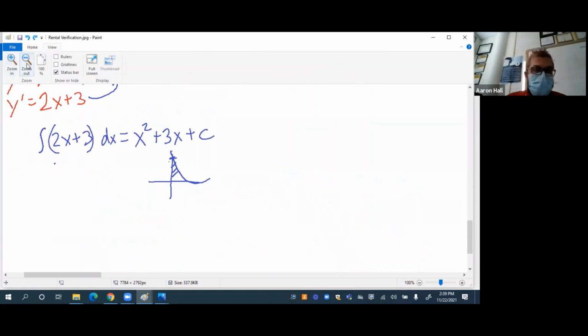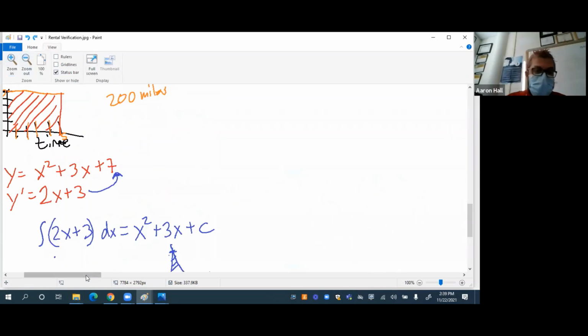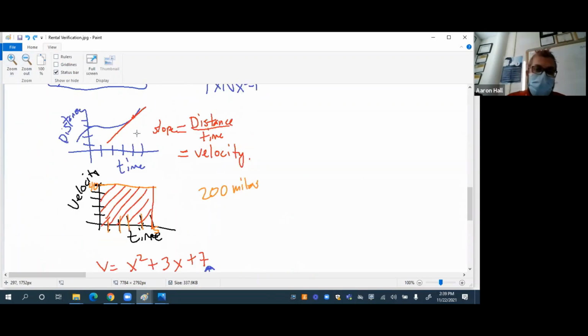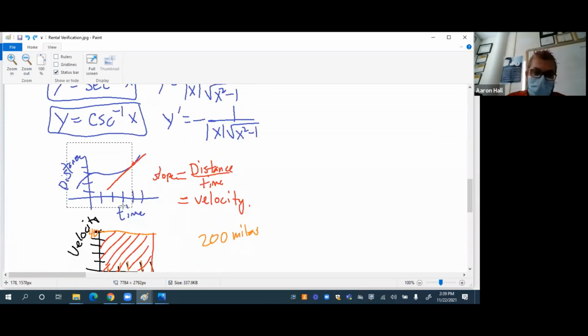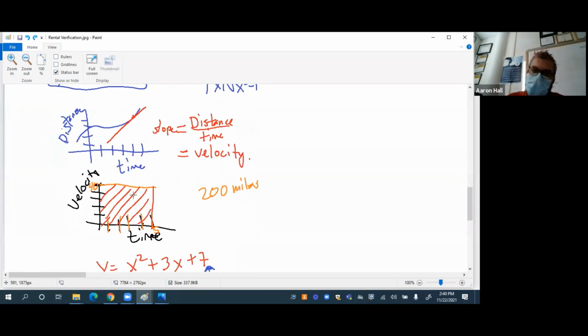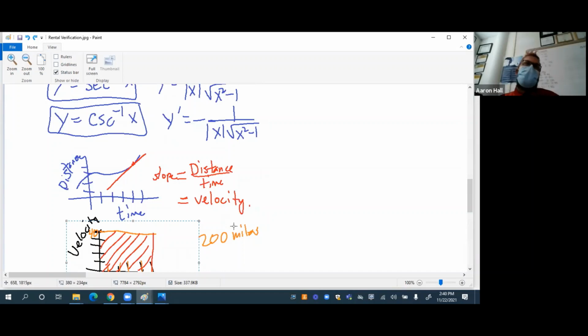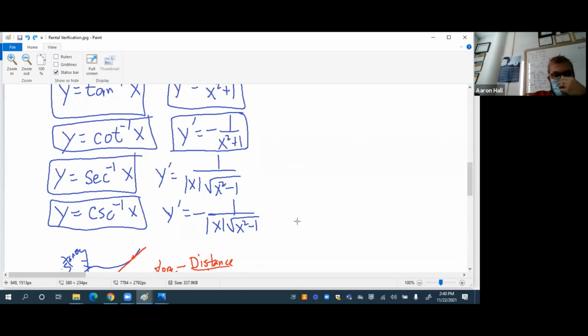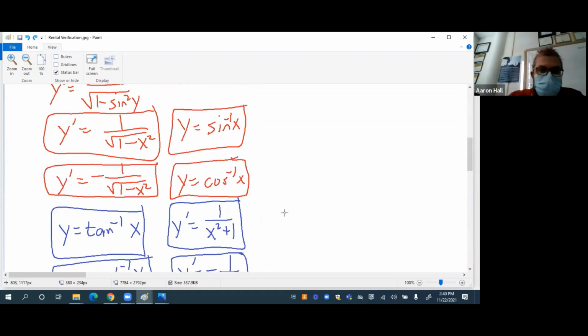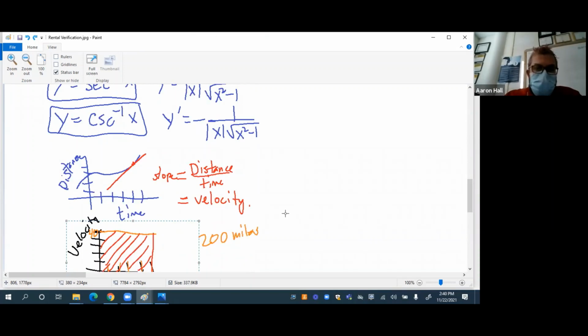I'm going to zoom out. I think this is absolutely fascinating, this idea of finding the instantaneous rate of change. The inverse of that is the area under the curve. Huh, crazy. Okay, let's go ahead and do some examples.